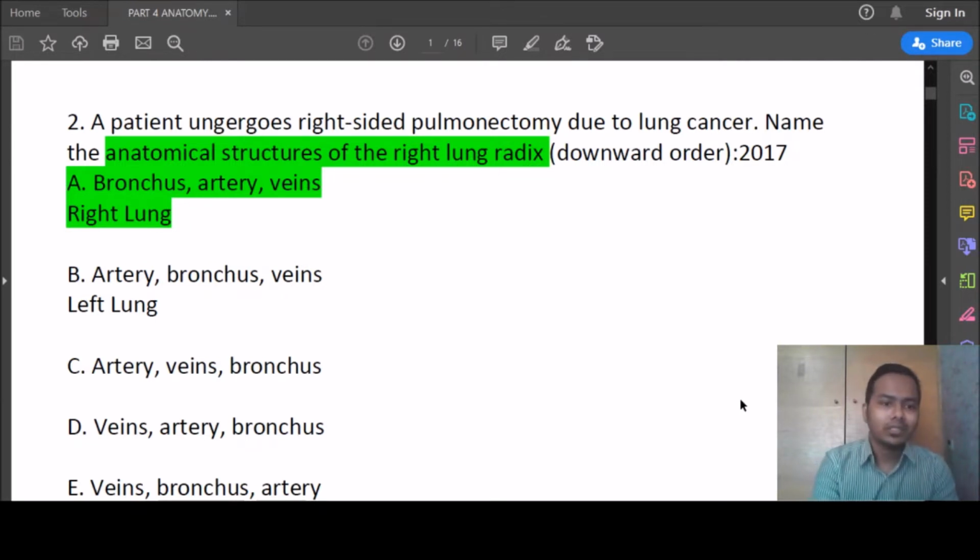Likewise in the left lung there are the artery, bronchus, and veins. At the entry point of the lung, in the right lung, it primarily starts with the bronchus, artery, and veins. In the left lung, it primarily starts with the artery, after that the bronchus, after that the vein.